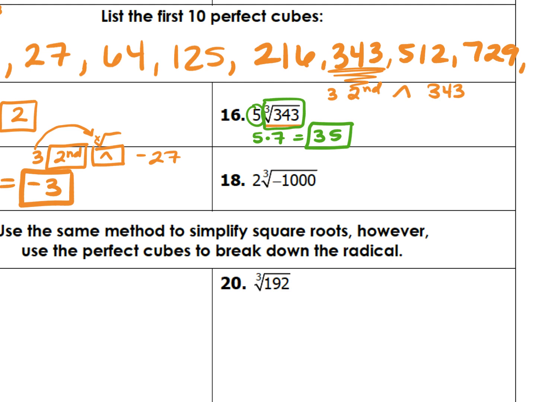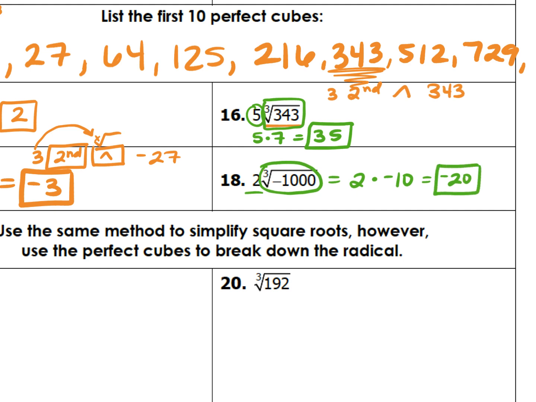Okay, tell me what you get on 18 then. Plug that into your calculator. And again, don't plug the 2 in yet. Leave the 2 alone. Just evaluate the cube root first, and then do the multiplication. So this should be 10 times something. What's that something? What is the cube root of negative 1,000? Negative 10. So you should be doing 2 times negative 10 or negative 20.